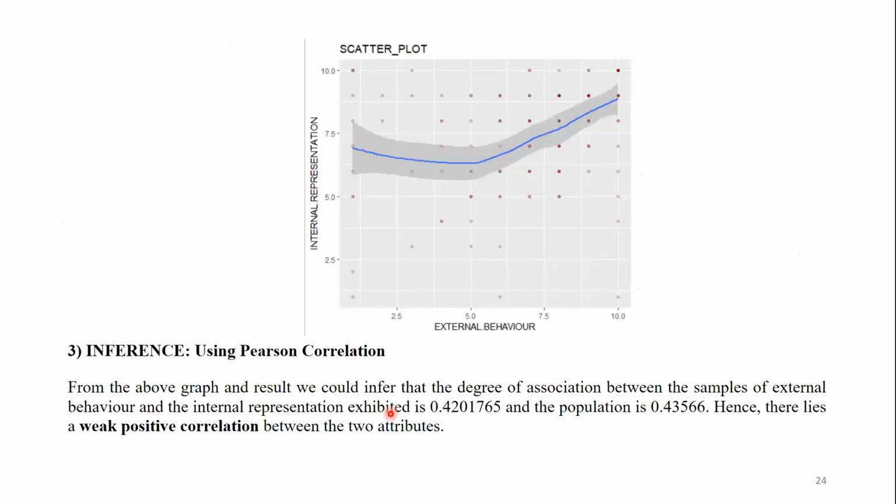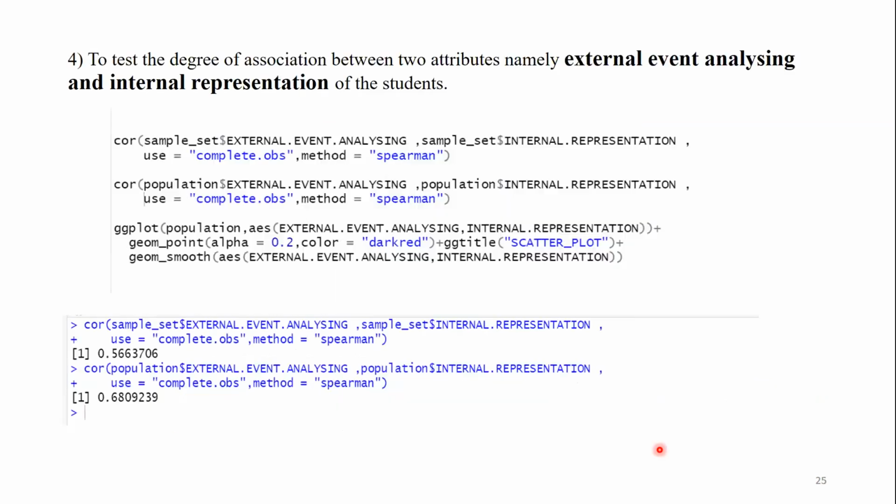And using Pearson correlation, it's a scatter plot, where you can see it has 0.43, and it's a weak positive correlation. And to test the degree of association between two attributes, namely external event analyzing and internal representation, here we can see it's coming up to 0.68.